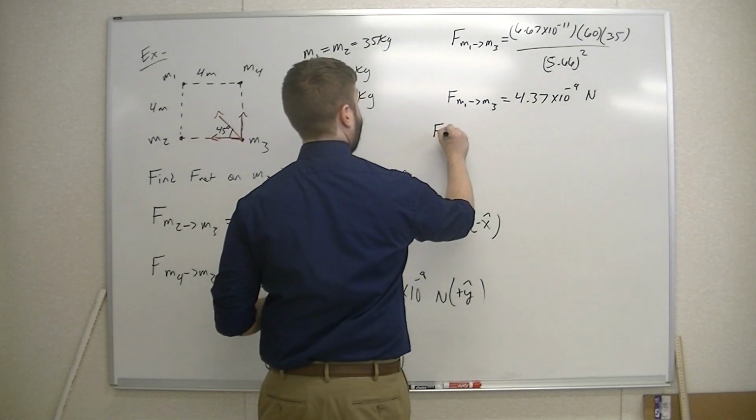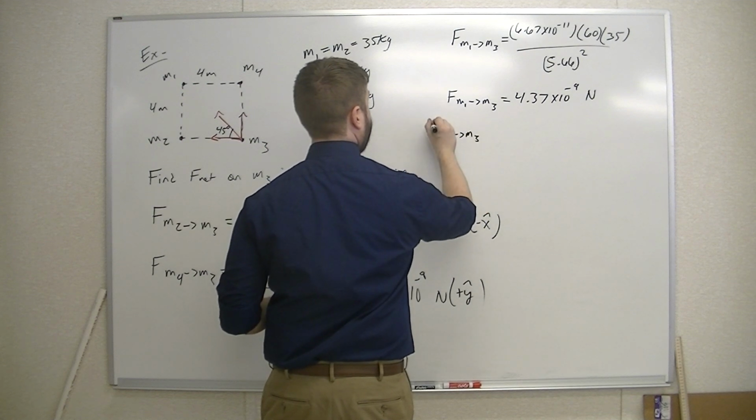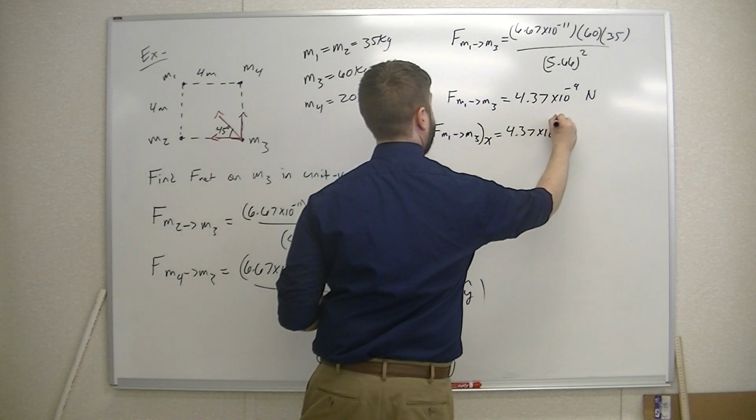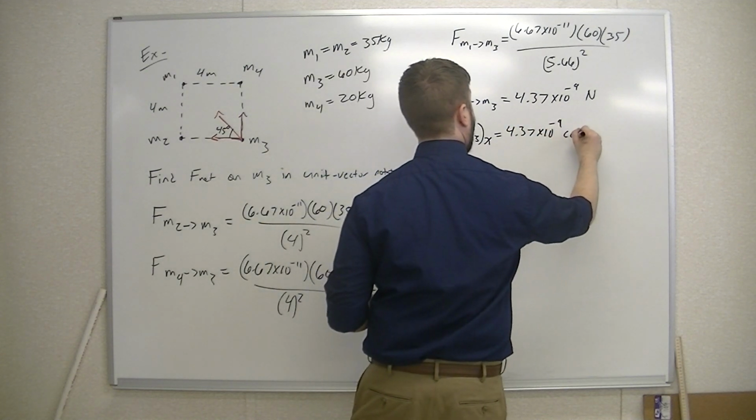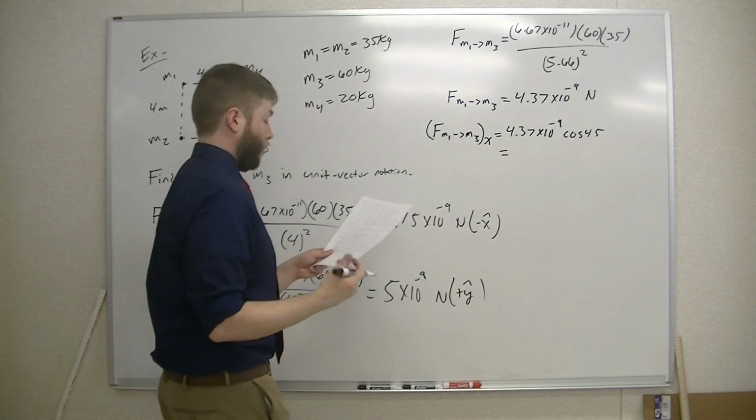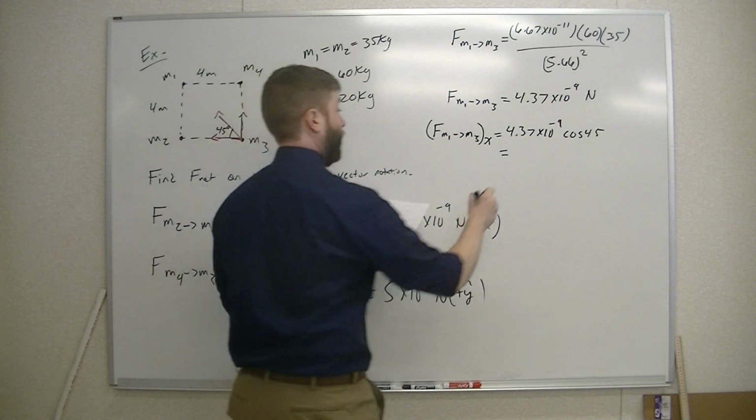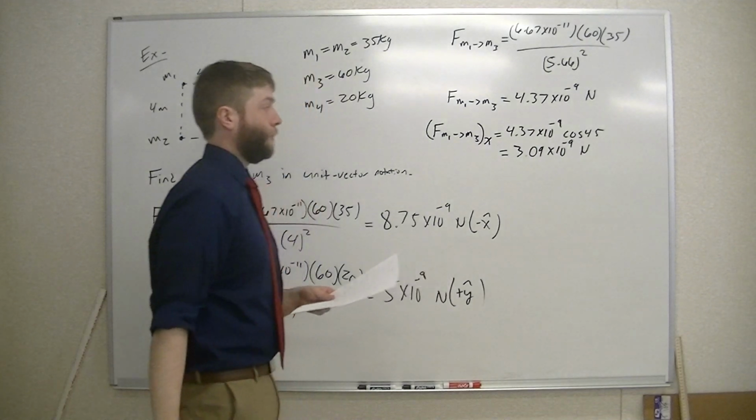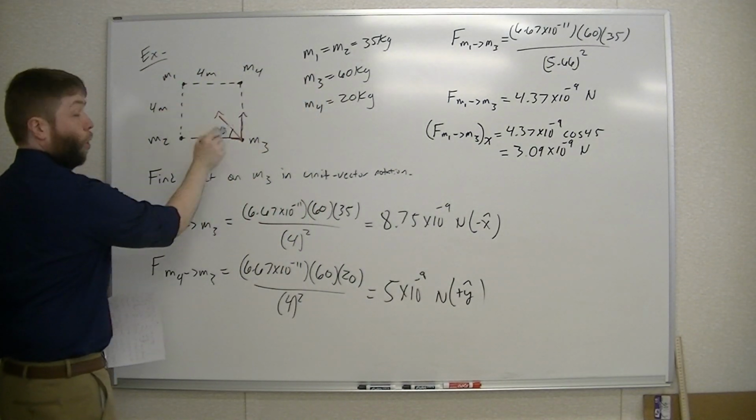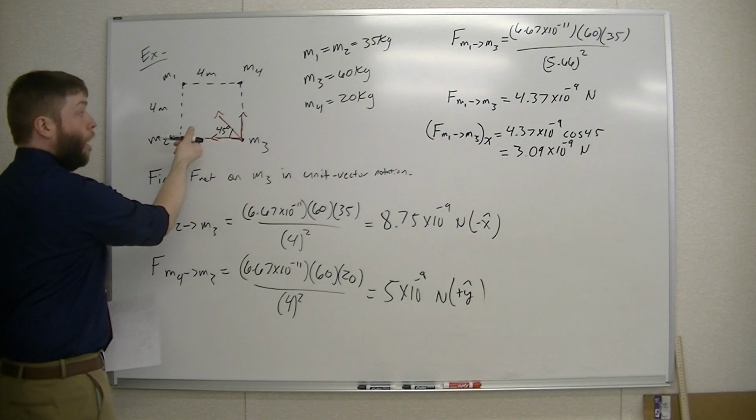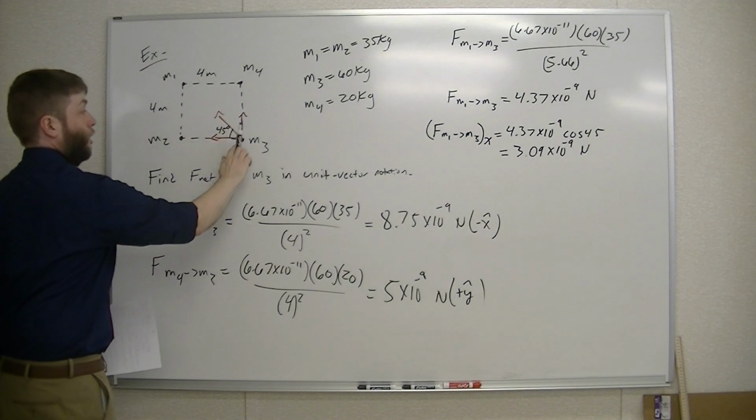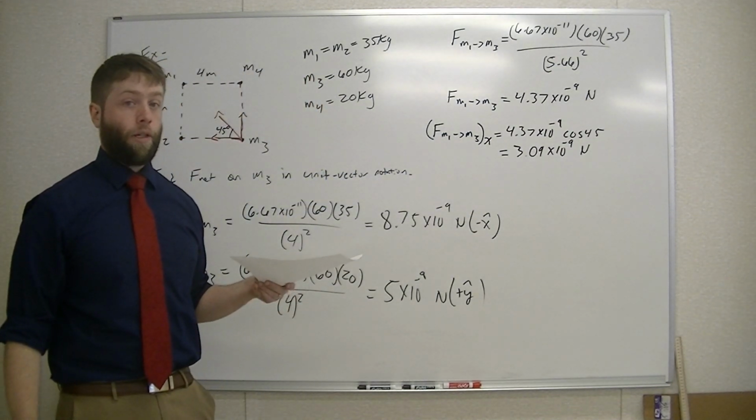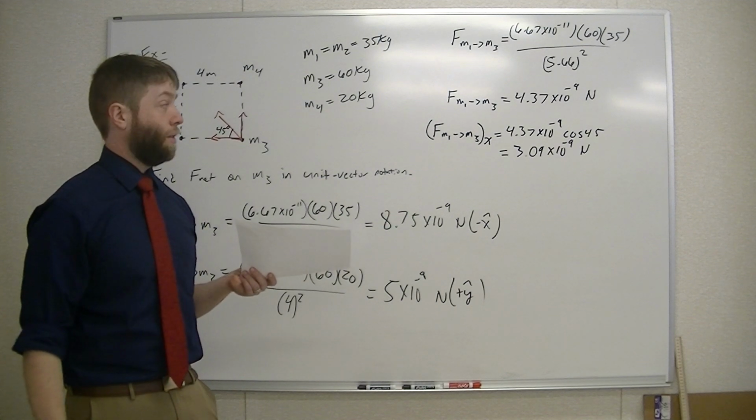So the force of M1 on M3, and let's just use the x component, would be equal to 4.37 times 10 to the minus 9 multiplied by the cosine of 45. We multiply that by the cosine of 45 and we get 3.09 times 10 to the minus 9 newtons. So that is the force of gravity from M1 on M3 along the x direction. The force in the y direction is going to be exactly the same because I'm just going to use the sine of 45. So I'm also going to get 3.09 times 10 to the minus 9 newtons.